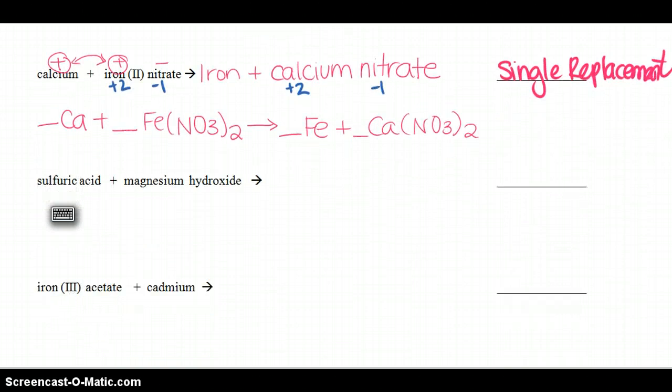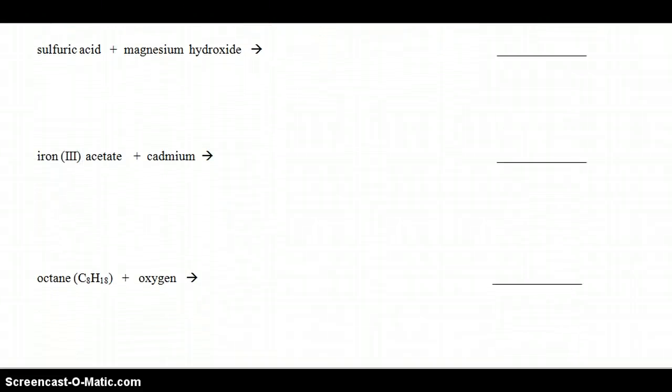Okay, looking at our next problem, we've got sulfuric acid reacting with magnesium hydroxide. The word acid indicates that I've got an acid. And the word hydroxide is indicating that I have a base. And as soon as I have an acid and a base, I know it's neutralization. Neutralization will not be on the quiz tomorrow in terms of predicting products, but you do need to be able to balance it.